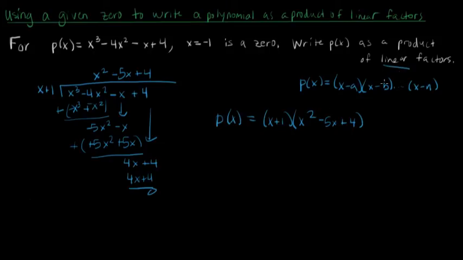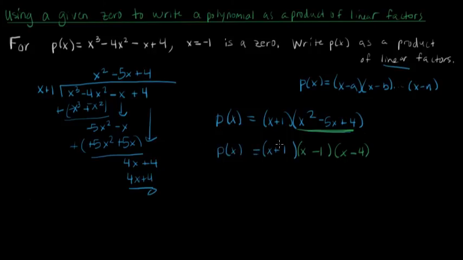They asked us for a product of linear factors, which means that we still need to factor this into two linear factors. You can look at it and see if you can factor it. Otherwise, you can use the quadratic formula. In this case, I can see how I would factor this. You can think about doing the opposite of FOIL, and this would be x, and then we would have two numbers that multiply to be positive 4 and add to be negative 5. So it would be minus 4 and minus 1, and then we still have to multiply by x plus 1, and that is equal to p of x.